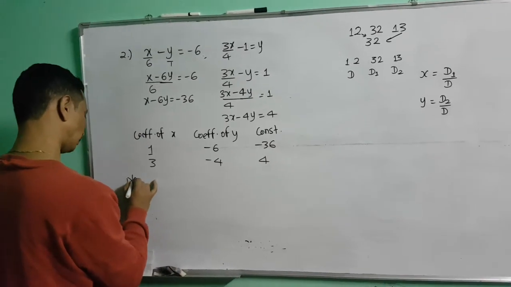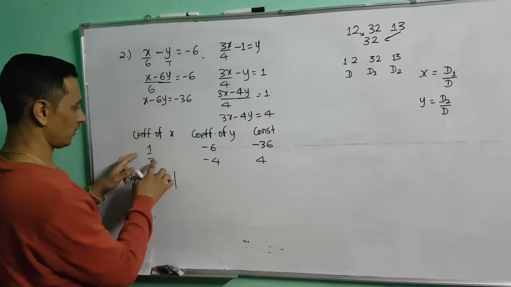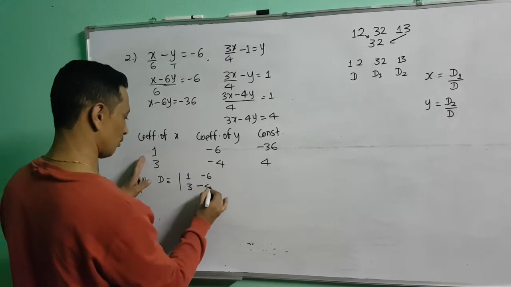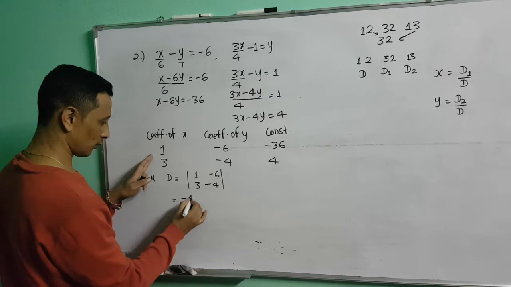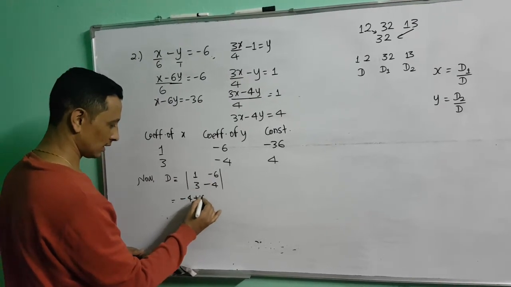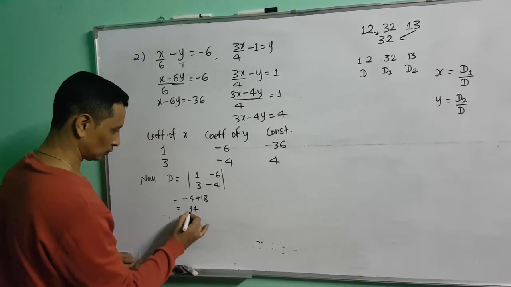Now D is the determinant of the first and second column, that is 1, minus 6, 3, minus 4, equals to minus 4 into 1 is minus 4, 3 into minus 6 is minus 18, minus minus plus 18 equals to 14.